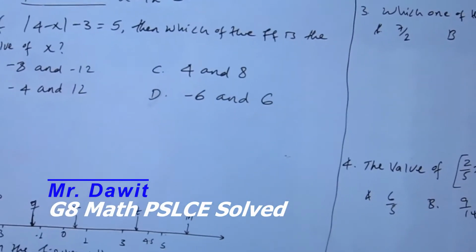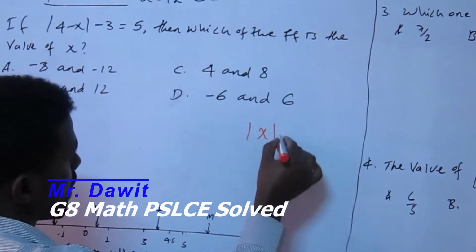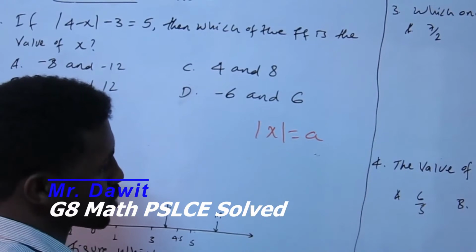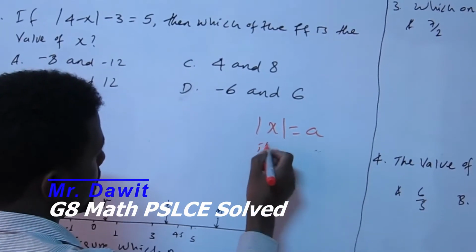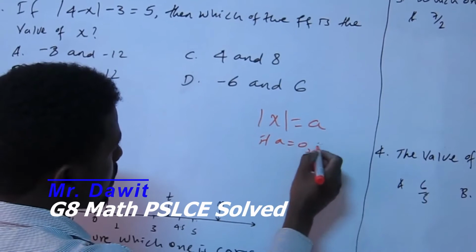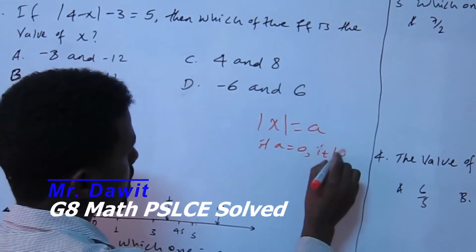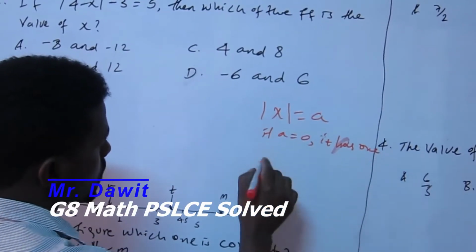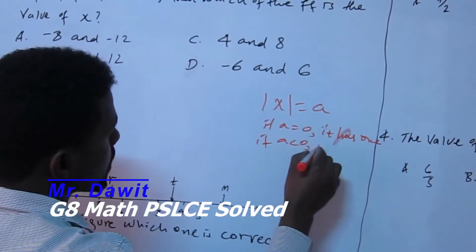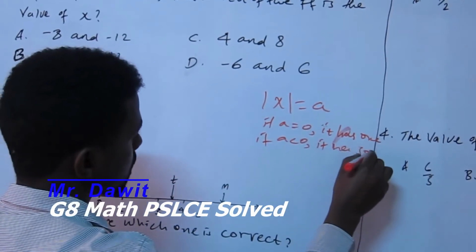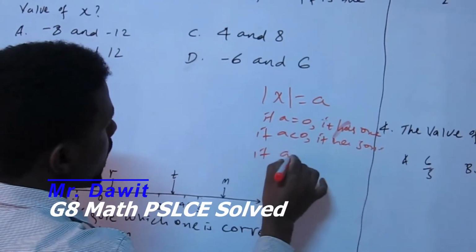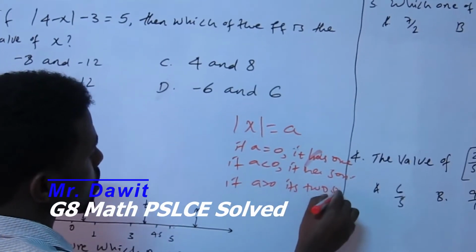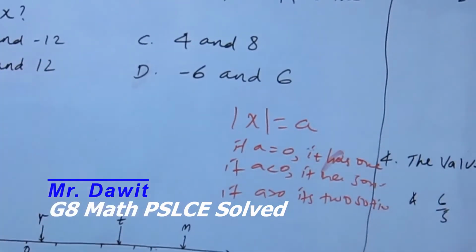When you say absolute value, for example, if the absolute value of x is equal to a, this condition may have 3 possible cases. If a is 0, it has only one solution. If a is less than 0, it has no solution. And if a is greater than 0, or positive, it has 2 solutions.